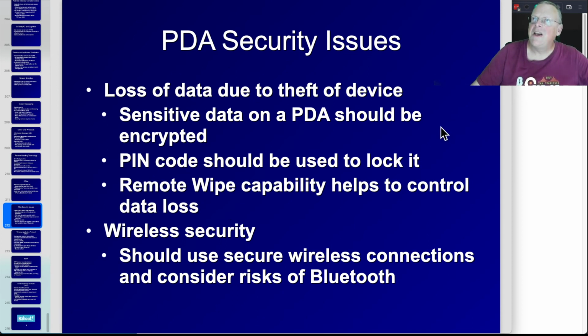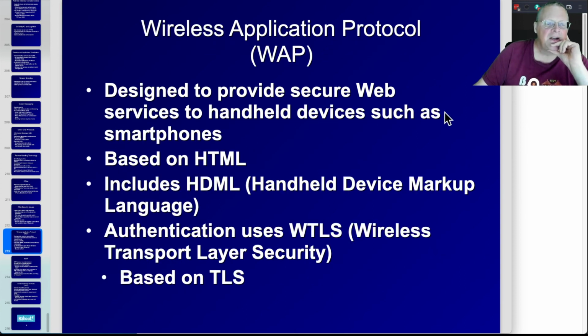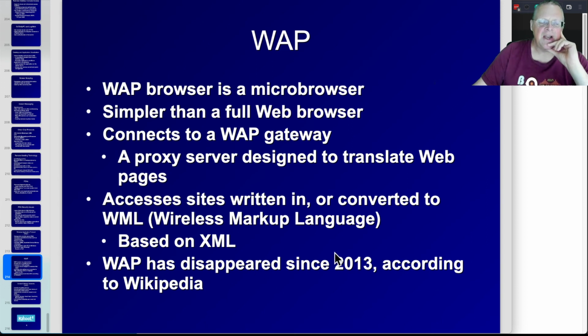But it is, of course, an issue. If you're going to have a portable device people are carrying around, then obviously they're going to lose it and get it stolen, and you have to be prepared for that. Wireless security, you should use secure connections like WPA2. And if you're using Bluetooth, be aware there's a lot of Bluetooth security issues. There's a thing called Wireless Application Protocol based on TLS that lets you provide secure web services to handheld devices. But I think this has disappeared and is out of date. Like several things mentioned in your book, I don't think they're relevant anymore.